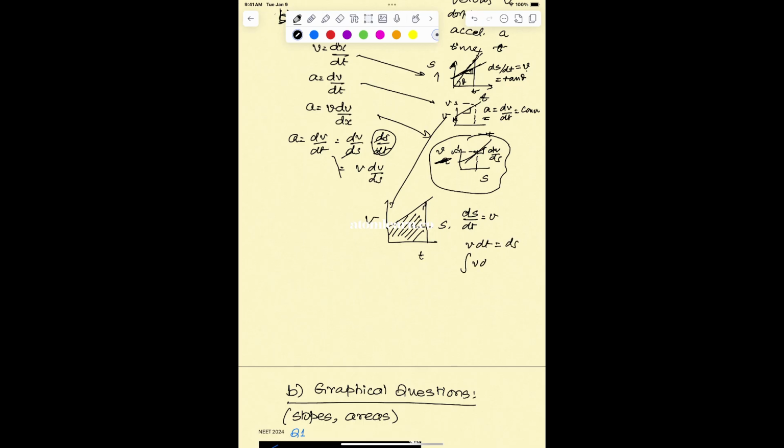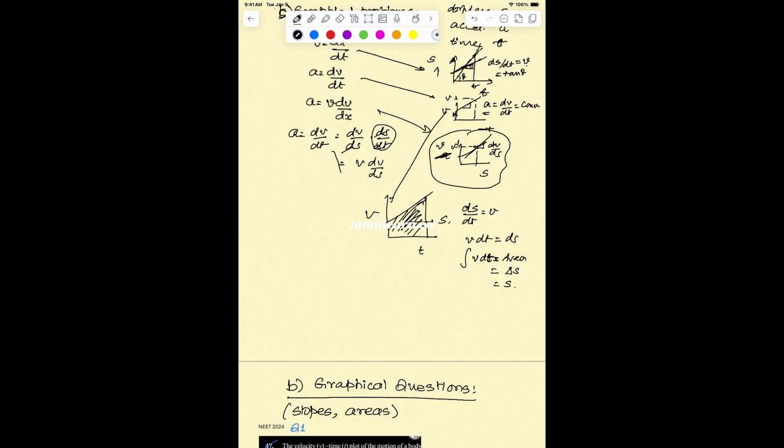Therefore, integral v dt, which stands for area, is going to be delta s. Delta s is nothing but displacement s. Why do we say delta s equals s? Because the initial starting position s equals 0. Therefore, delta s equals the full displacement itself. Therefore, the area under the vt graph is going to give you the displacement.